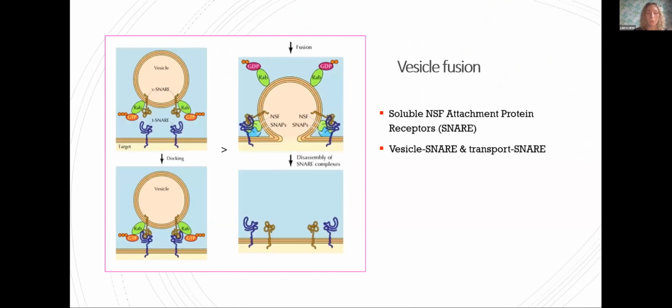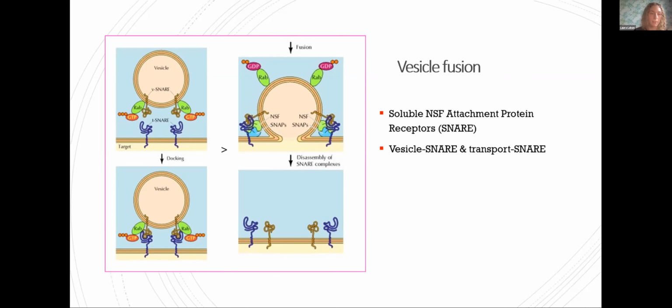But how do these vesicles actually fuse? The vesicles work with several different proteins. So that's the SNARE hypothesis, which says that you have the T-SNARE and the V-SNARE. The T-SNARE is the target SNARE, which is a protein that is present on the cell membrane. And then the V-SNARE is connected to the vesicle itself.